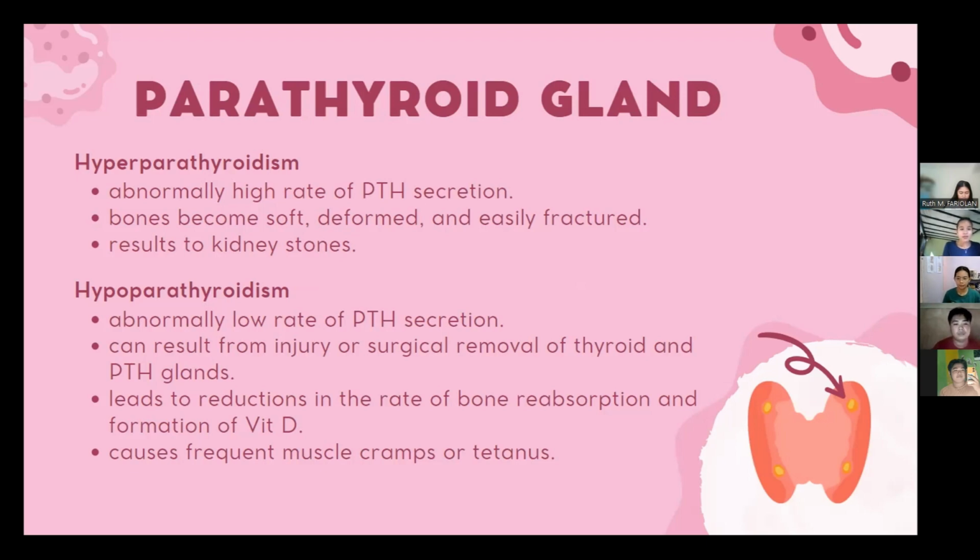While hypoparathyroidism is an abnormally low rate of PTH secretion, it can result from injury or surgical removal of the thyroid and parathyroid glands. It also leads to a reduction in the rate of bone resorption and formation of vitamin D. It causes frequent muscle cramps and tetany. Hypoparathyroidism has low blood levels of PTH, which has a response that nerves and muscles become excitable and produce spontaneous action potentials that cause frequent muscle cramps and tetany.